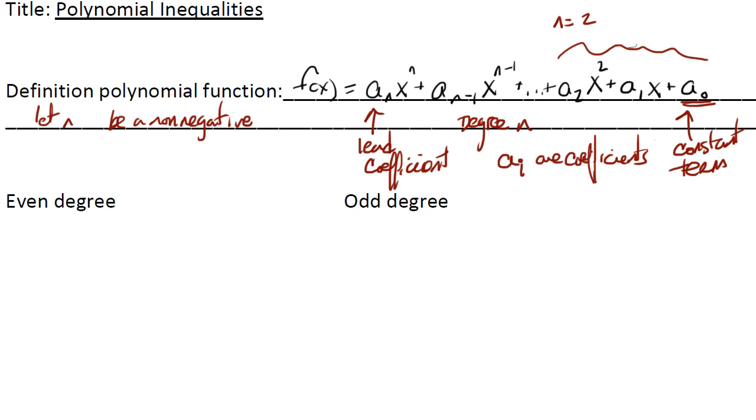For example, a1 would be this guy, a2 would be this guy, and a0 is this guy at the end. So don't get freaked out when you see some crazy polynomial written out.